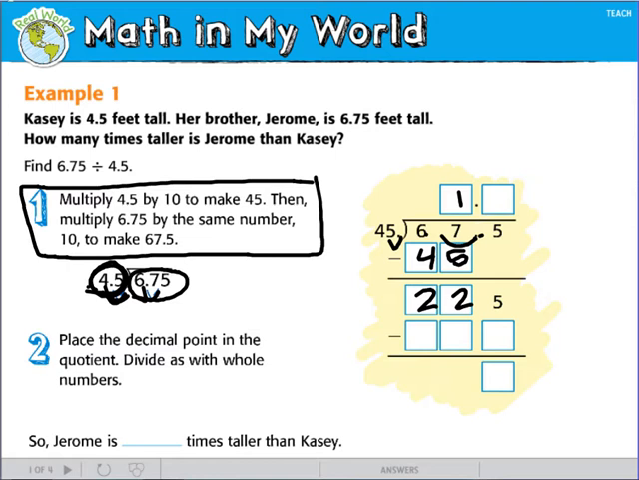5, right? Thinking 5. Let me see if I'm right. 5 times 5 is 25. 5 times 4 is 20, plus 2 is 22. Subtract this out, I get 0. So it's 1 5/10. See, the decimal still just goes straight up. Okay? So Jerome is 1 5/10 times taller than Casey.